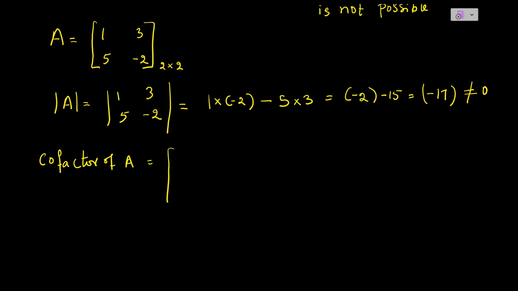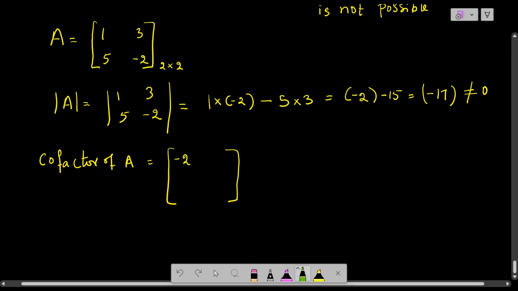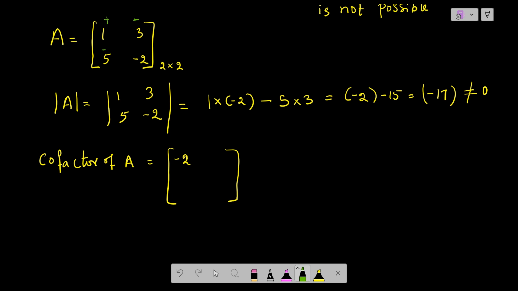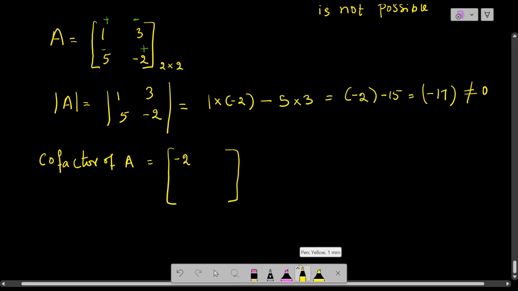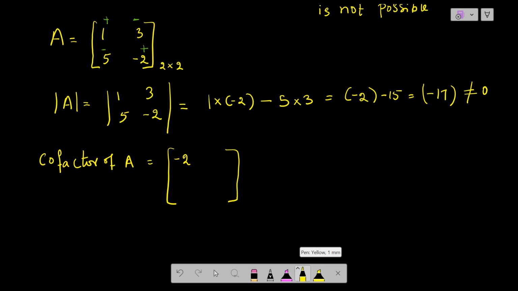So how to find the cofactor matrix? The first element is 1. Avoid its row and column, then the remaining element will be minus 2 and the place sign is positive. Let us consider the signs: positive, negative, negative and positive. For the first element 1, the cofactor is plus of minus 2, which is minus 2. Next 3: avoid its row and column and you will get 5, and its place sign is minus, so negative 5. Next 5: avoiding its row and column we get 3, and its place sign is negative. Next minus 2: avoid its row and column and we will have 1, and it is positive. This is the cofactor of A.